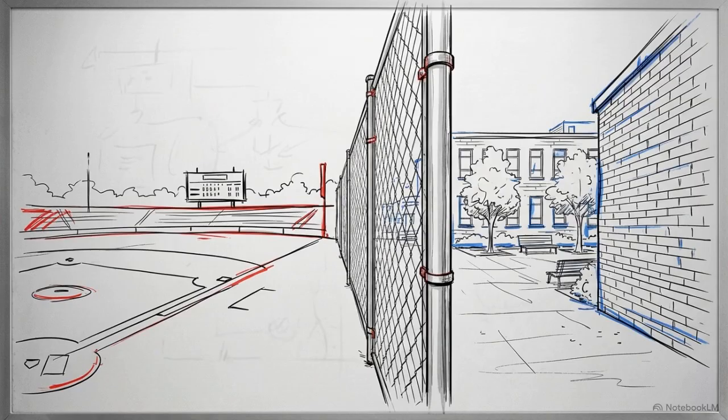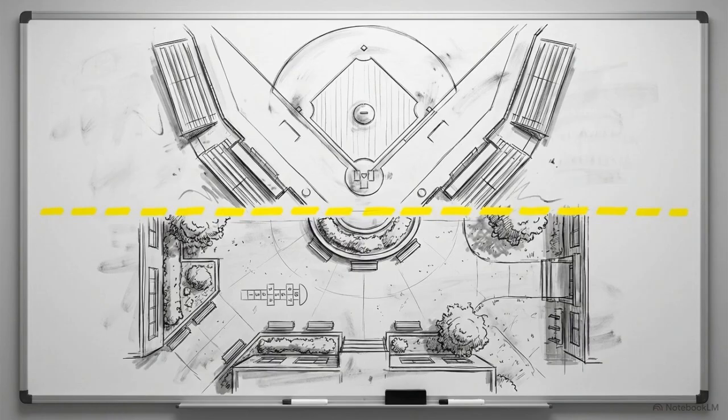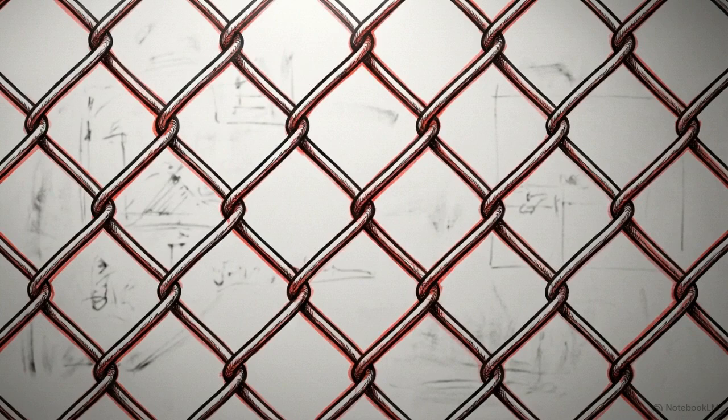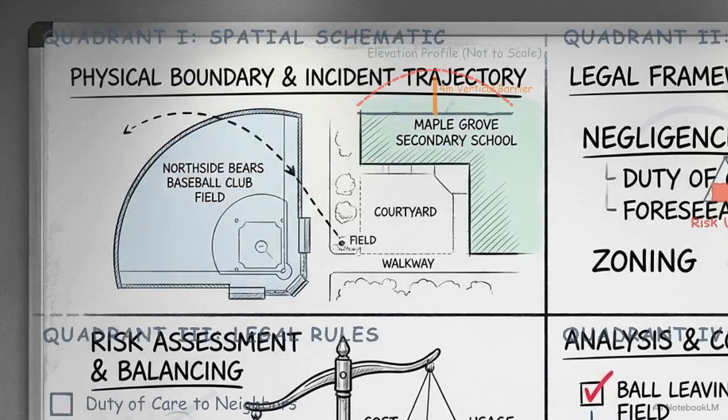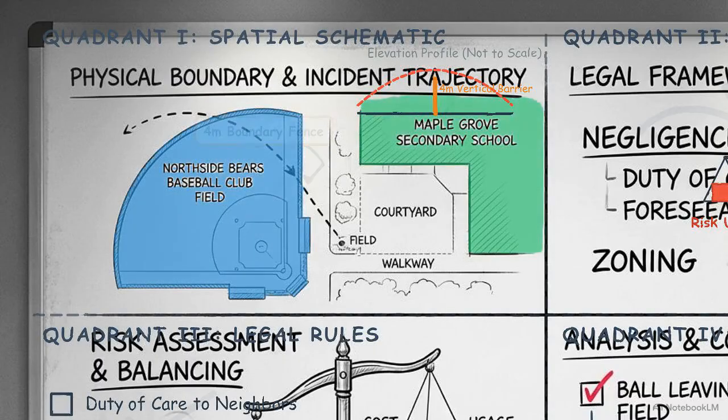To understand where that ball ends up, we have to map the geography. The Northside Bears Baseball Club plays on a ground directly adjacent to Maple Grove Secondary School. The only thing separating the field from the school's courtyard is a 4-meter mesh fence. This diagram traces the anomaly. The sliced ball catches enough elevation to clear that 4-meter barrier.